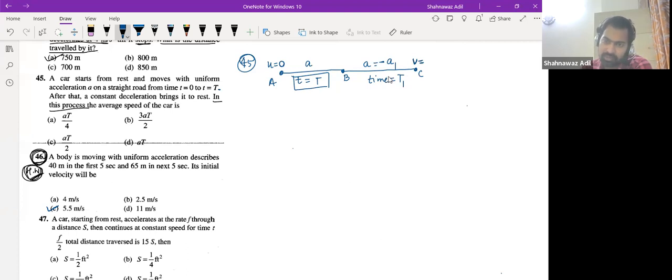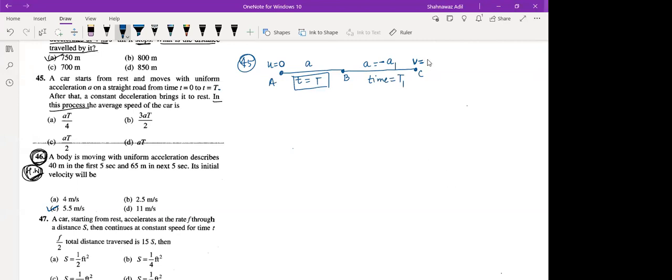A constant deceleration. Let's say the speed was increasing from point A to B. Now we have applied the brakes, so now the speed is decelerating. After applying the brake, it has come to rest. So what is the final velocity, guys? It has come to rest, so zero. Zero, right?